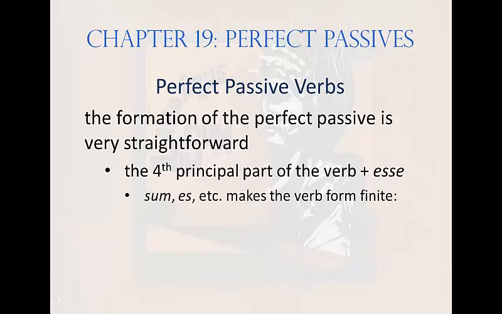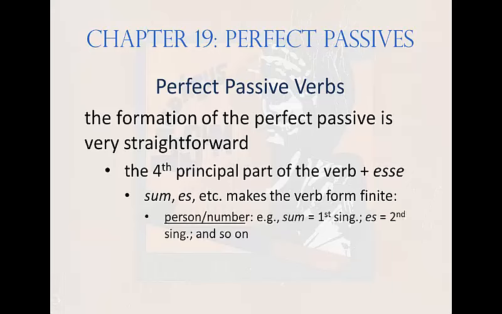The other component of the perfect passive is a form of the verb to be. If that form is a finite verb, like sum or es, it makes the perfect passive form a finite verb form. Thus, the form of the verb to be imports person and number. If it's sum, it's first person singular. If it's es, it's second person singular, and so on. Also, mood. If it's sum, es, est, it's indicative. If it's esse, it's an infinitive. We'll get to that in a later chapter.